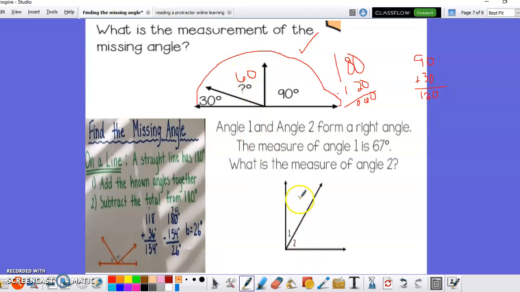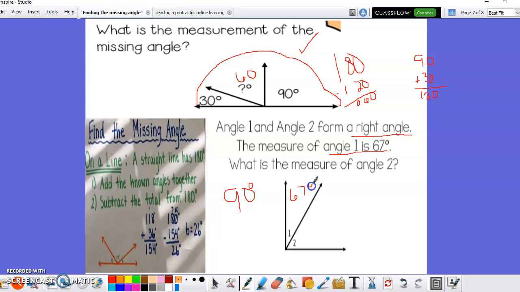When I go down here to my second one, angle 1 and angle 2 form a right angle. The measure of angle 1 is 67 degrees. What is the measure of angle 2? So it gave me a few things. Both of these angles, angle 1 and angle 2, combined form a right angle. Well, how much does a right angle measure? It measures 90 degrees. I see that this part right here, angle 1, is 67 degrees. I'm going to write my 67 degrees.